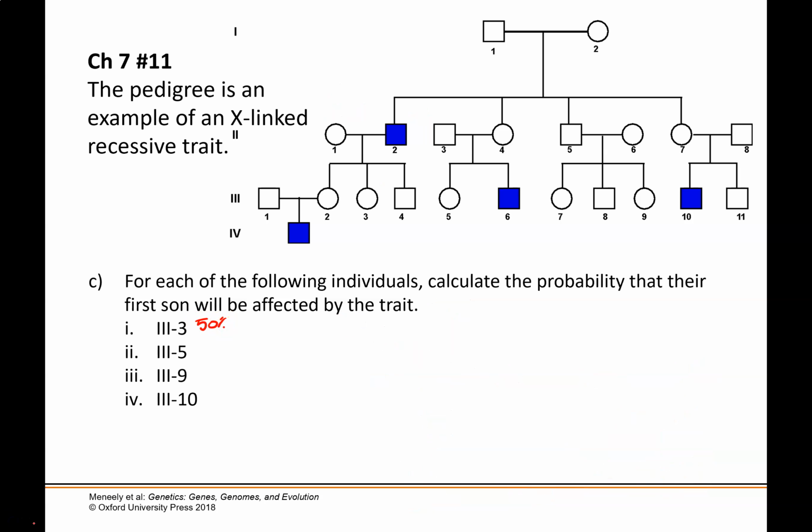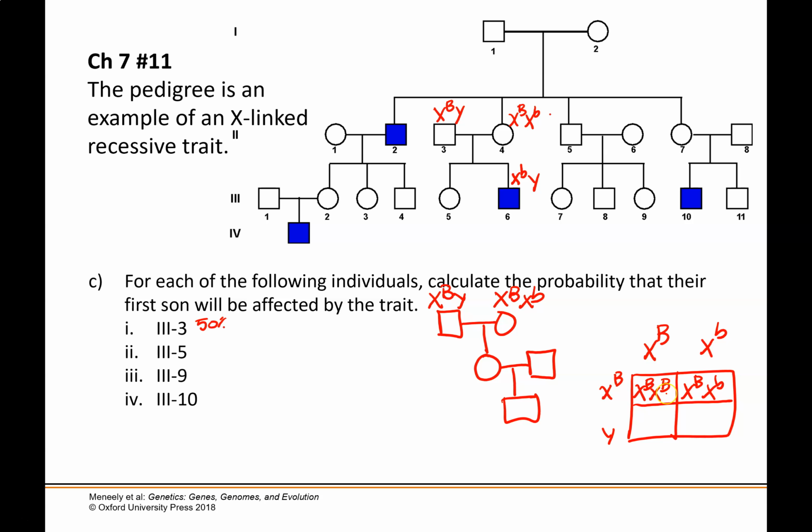So let's now look at individual 3-5. So that is this person. What is the chance that her son is affected? We know that her brother is affected, which means since her father was not, her mom had to be a carrier. So her parents are unaffected, but mom is a carrier. We need to figure out the chance that she's going to be a carrier and that her son will get it.